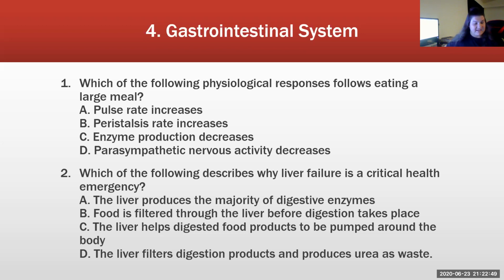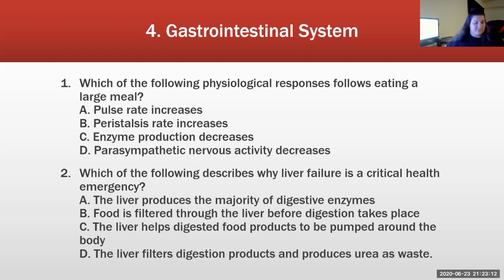Well, the correct answer is D. In addition to a lot of other functions that your liver does, it converts the products and produces urea as waste. So if your liver can't filter the food and can't effectively produce urea, it's just going to sit there. It's not good. So that's the critical health emergency.